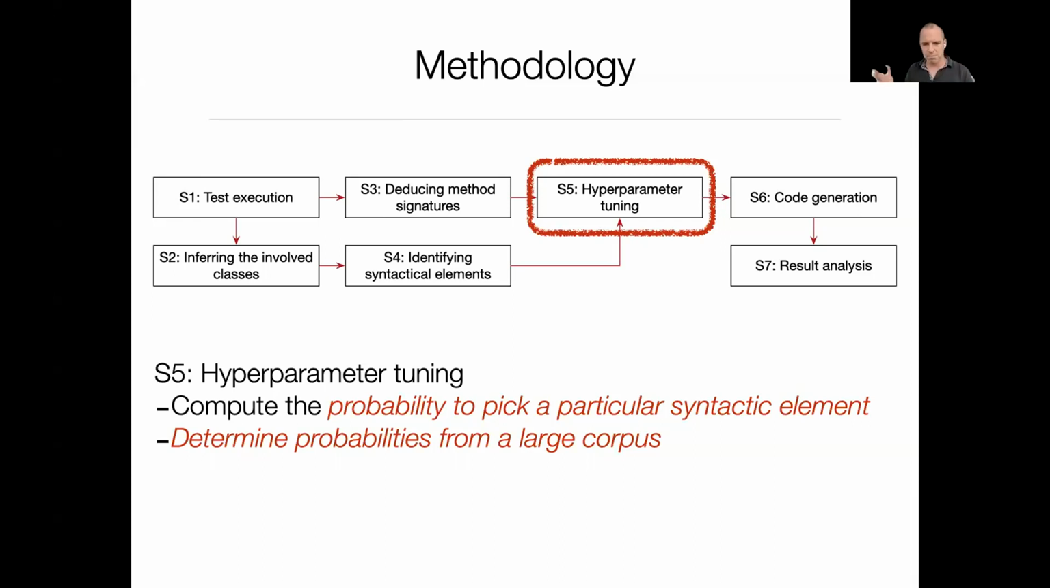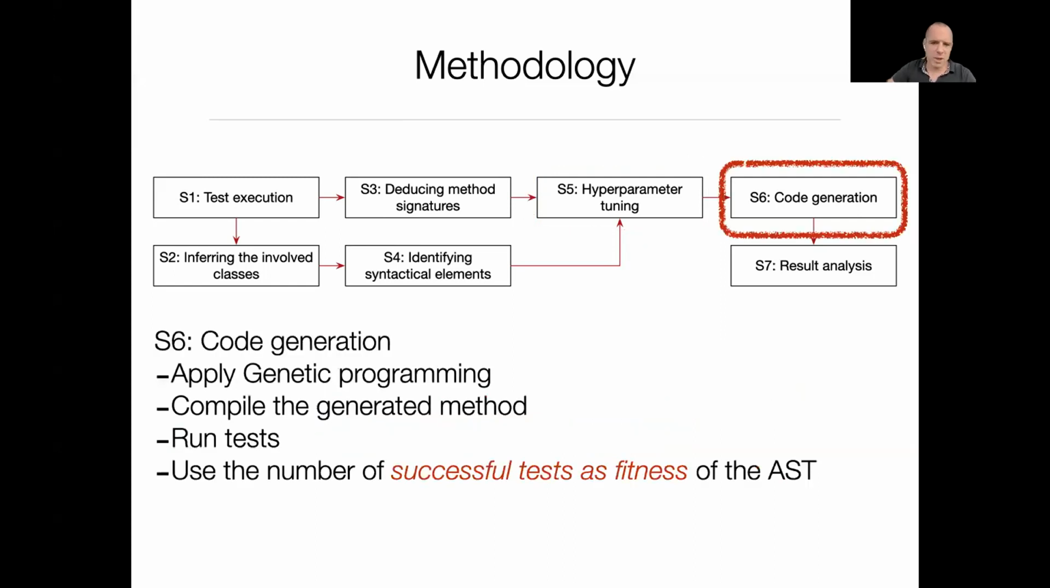So from a large amount of Pharo code, we compute a number of metrics that are used to weight the probability to pick a particular element. And then we generate the code using genetic programming. We compile all the generated methods. So we have the application, we have a hole. We try to fill the hole with each individual of our population. We run the test, and then we can identify the best individual.